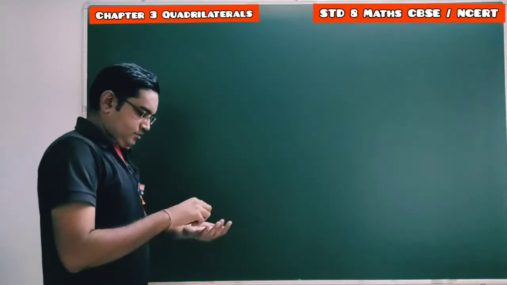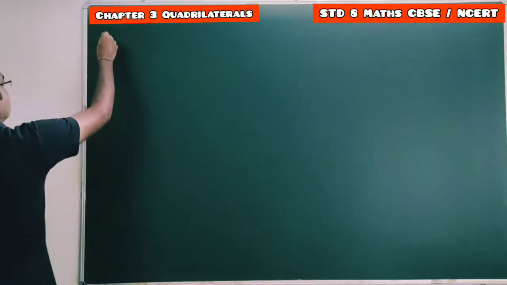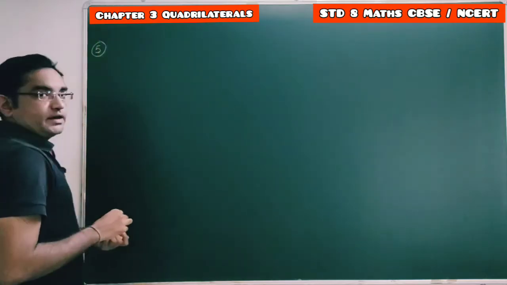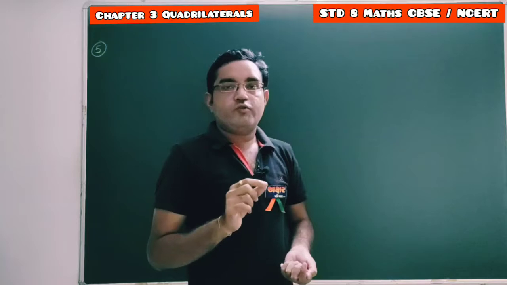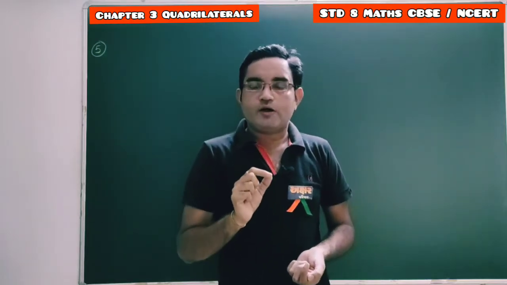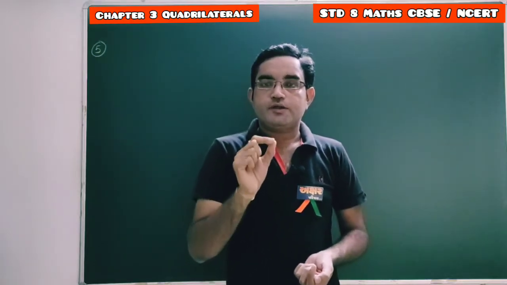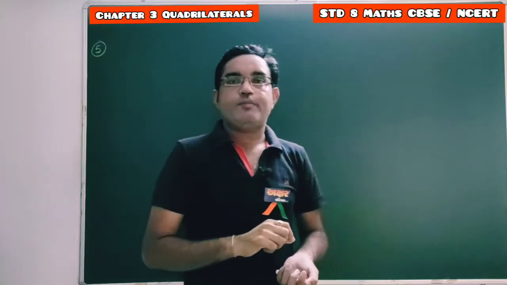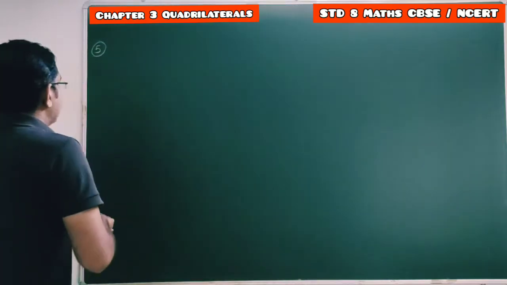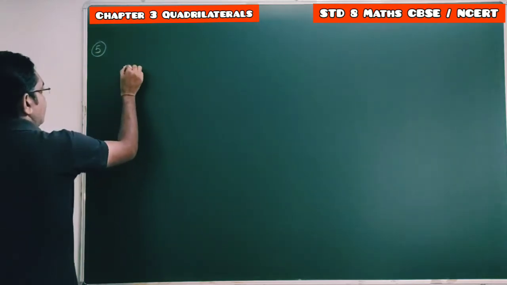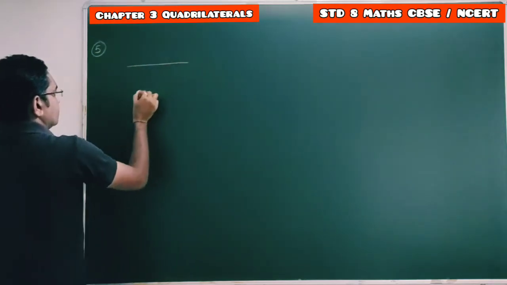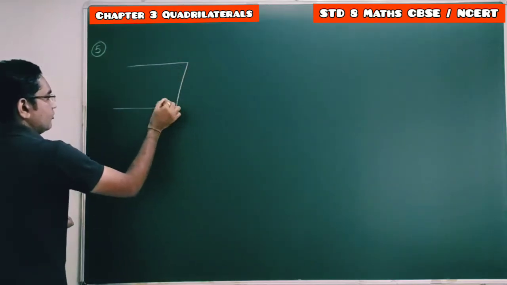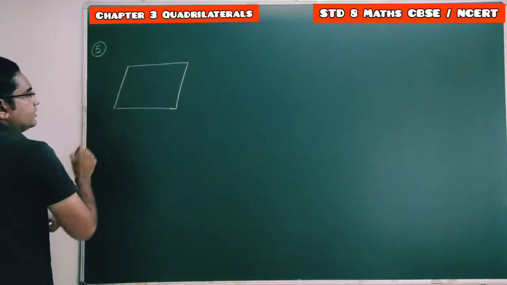Students, now question number 5. Measures of two adjacent angles of a parallelogram are in the ratio 3:2. Find the measures of all the angles of the parallelogram. Here we are given one parallelogram, and in this parallelogram the measures of two adjacent angles are in the ratio.